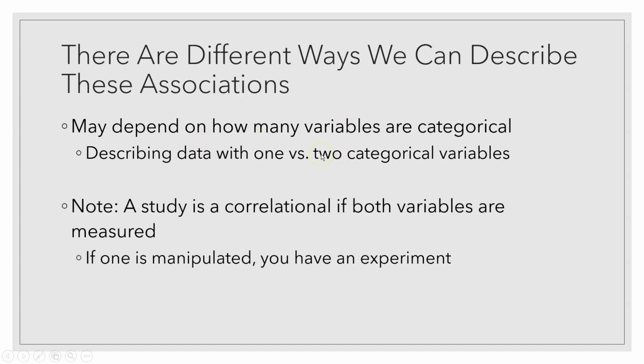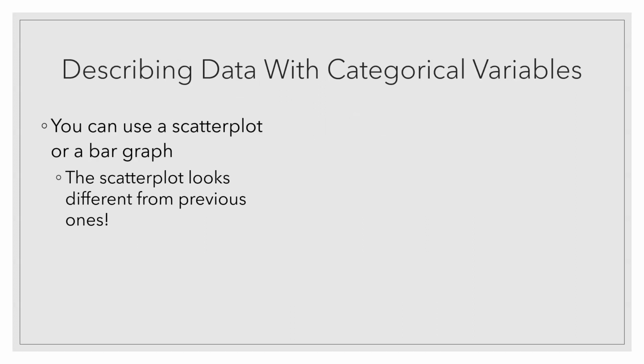Now, one thing I will mention very quickly, a study is only going to be considered correlational if both variables are being measured. If you are manipulating one of those variables, this is not a correlational study. Instead, you have an experiment, or potentially a quasi-experiment.